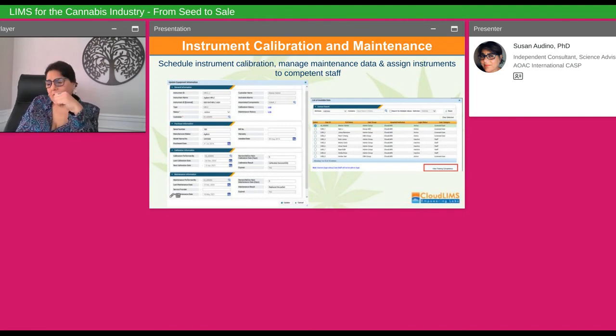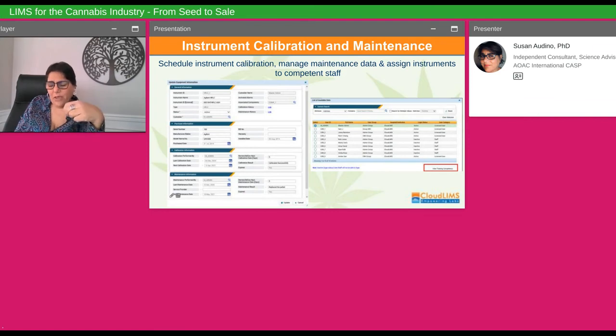Again, a lot of data. Same thing with thermometers. So if we have a refrigerator or a freezer where we're storing stuff, we need to ensure that the environmental conditions are being met. So this gives us that opportunity to capture that data.